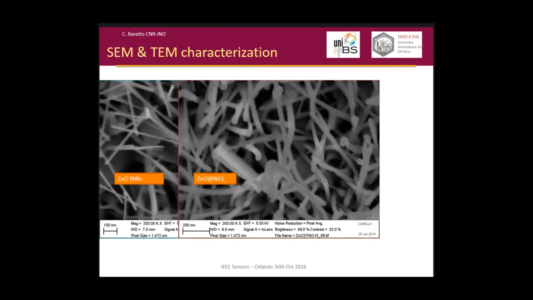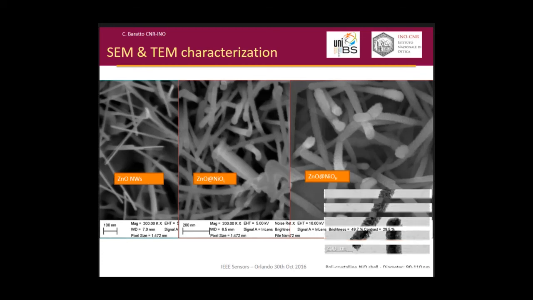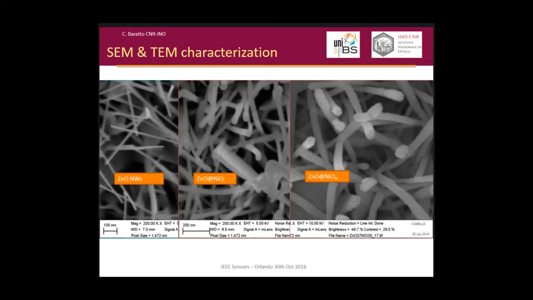They are oriented in a mesh-like arrangement. The diameter is 20 nanometer. Then we cover them with nickel oxide material by sputtering, and we use two different thicknesses of nickel oxide. And what we obtain is that the nickel oxide creates columnar structures that are composed of polycrystalline nanowires.